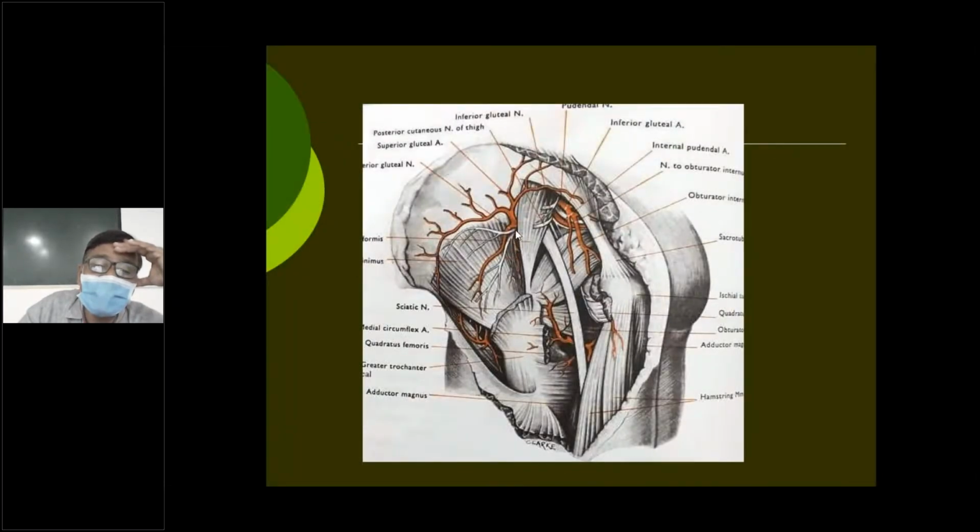This is a much better picture from Cunningham's manual. So this is the superior gluteal nerve. Now the superior gluteal nerve divides into two branches, as you can see. The two branches run between gluteus medius, cut here. You see, medius is cut between the gluteus medius and the minimus. So the two branches of the superior gluteal nerve run between gluteus medius and minimus.